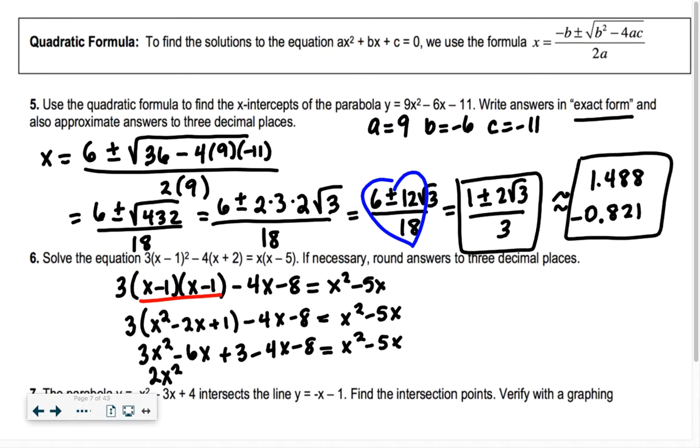Can you guys do all that in your head? So if I had negative 10x and I had negative 5x on the other side, I'm going to add this 5x over. So I get negative 5x. And then the same with just the numbers without x's. We have 3 minus 8 is negative 5, and then we don't have anything on the other side, so we just have minus 5 equals 0. And then we hope it factors.